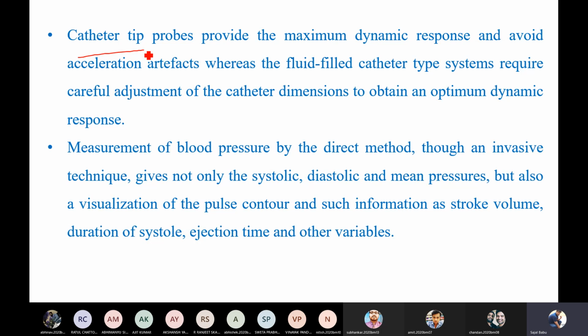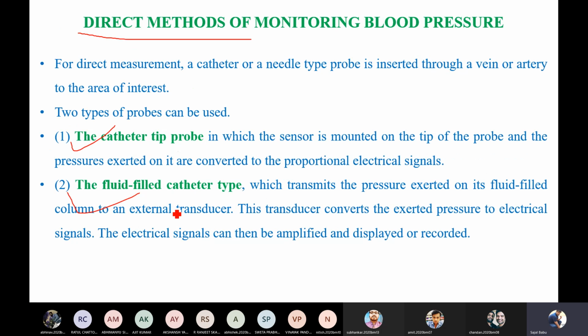But what happens in the fluid filled type? Whenever the probe is inserted into the blood vessel, the force exerted by the blood is exerted on the fluid. The fluid transmits the force to a transducer externally, and this transducer converts the force into an electric signal, which is then amplified, filtered, and displayed or recorded on a display system. So among these we have two types: one is the catheter tip probe and the other is fluid filled.